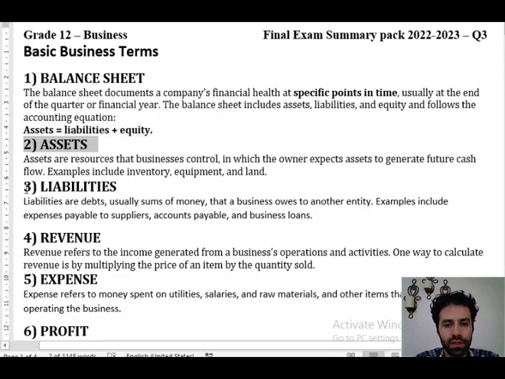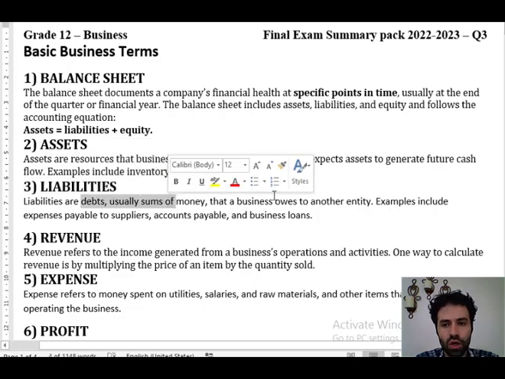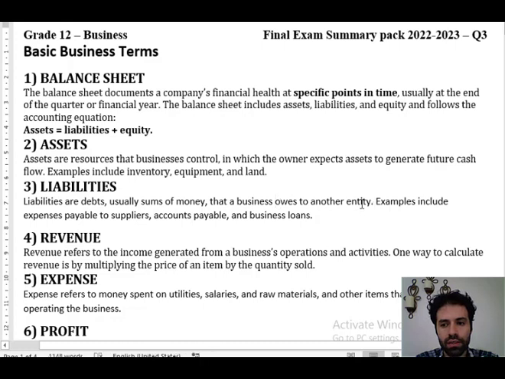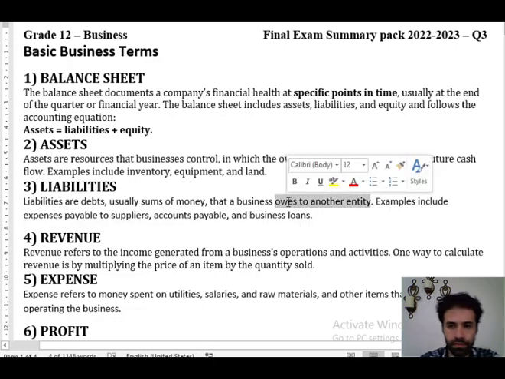What is liability? Liability are the sums of money or the amounts of money that the company has to pay. In other words, these are the debts that the business owes to other entities or actually companies.